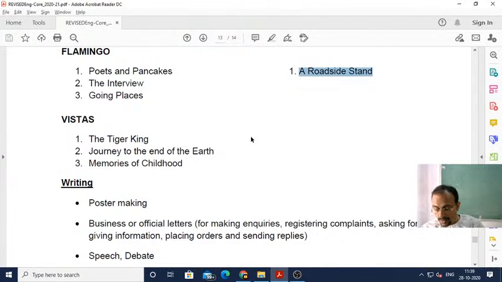I've got the syllabus with me. So from Vistas, dear students, Evans Tries an O-level is left. Only one chapter is left from Vistas. And from Flamingo, I have finished all the chapters of prose, because the last three chapters are not there in the syllabus. Poets and Pancakes, The Interview, and Going Places are not there in the syllabus. And in poetry, one poem is left, that is Aunt Jennifer's Tigers.